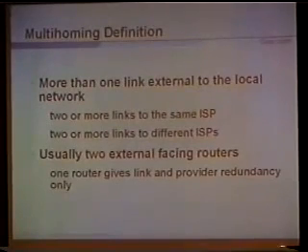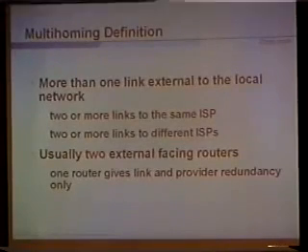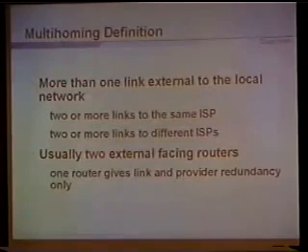You usually have 2 external-facing routers. And some people multi-home with only one external-facing router. And to be honest, I think that's just a bit silly. If you're going to go to the expense of connecting to 2 ISPs or have 2 links to your upstream, you should have 2 routers. That also gives you router redundancy as well.